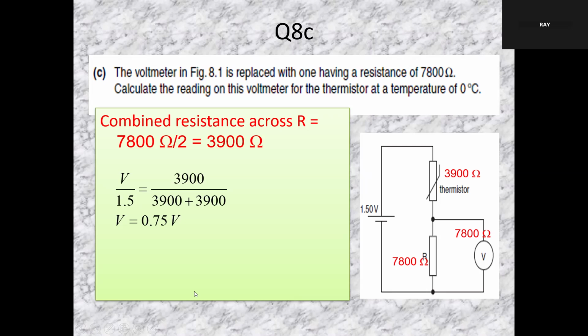Okay. Oh, wait. If you don't want to memorize the formula, use the basic formula. Calculate the current. Replace this with one resistor, which is this one. Then find the current through both of them. Okay now.